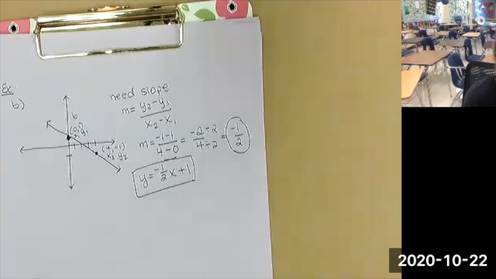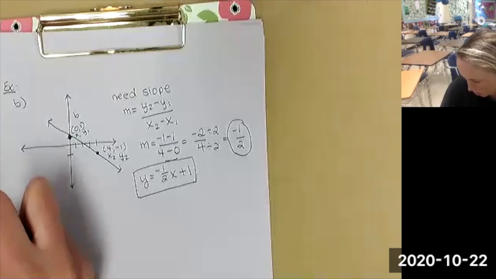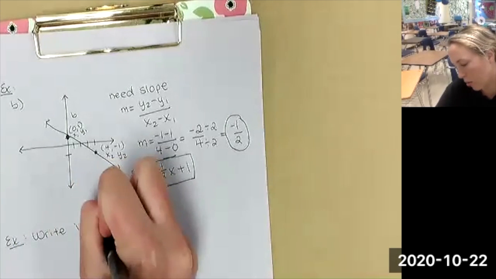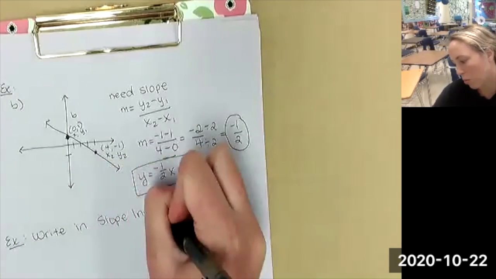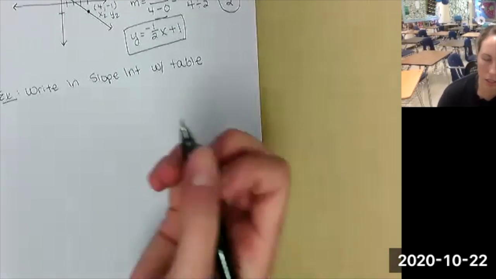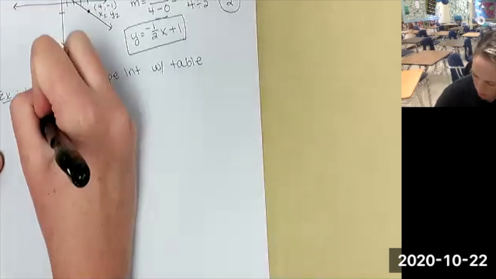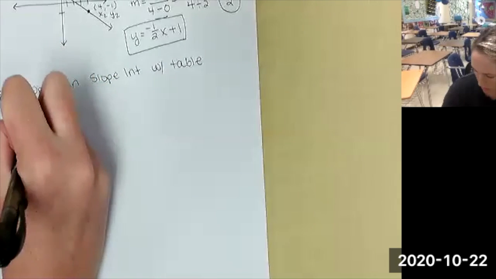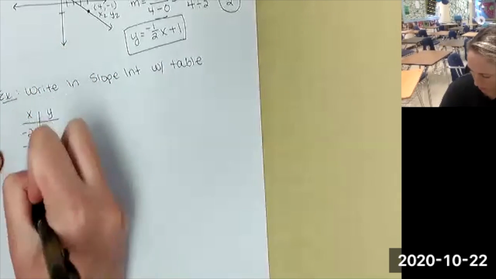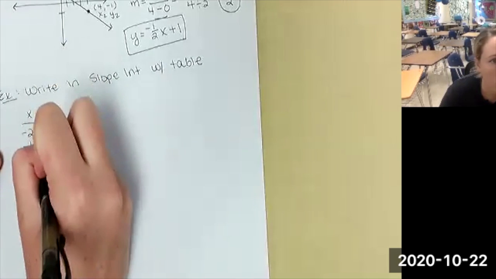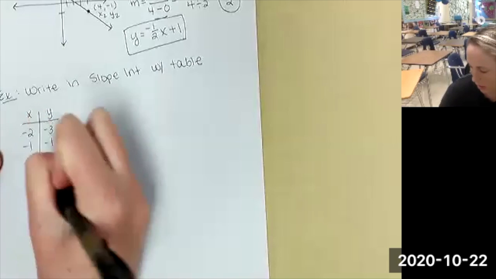And now let's write an equation in slope-intercept form given a table. So our next example, we're writing in slope-intercept with a table. All right, so our first table, we're going to have x from negative 2 to positive 2. And then we've got y values negative 3, negative 1, 1, 3, 5.